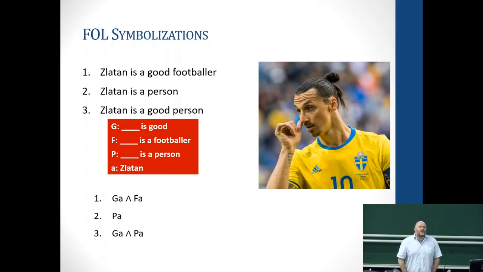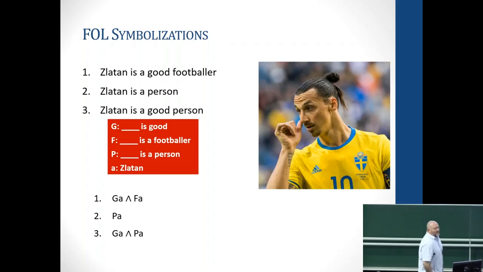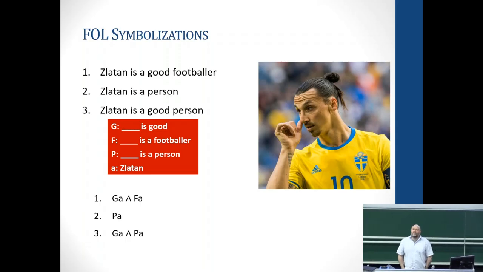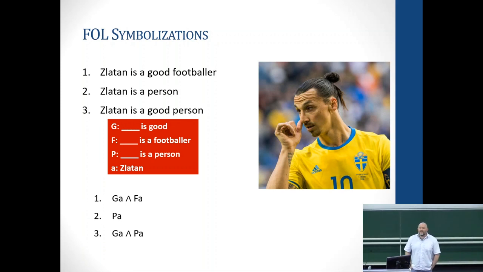Now, if we think about how we would symbolize these sentences about Zlatan, using the stuff we just learned, we run into a funny issue. So take: Zlatan's a good footballer, Zlatan's a person, and Zlatan's a good person. If we treat these the same way we did with Dale being a fat American, we get something like this. Here's the problem. This doesn't capture what the English is actually saying.